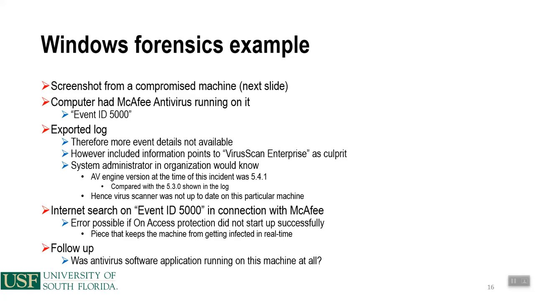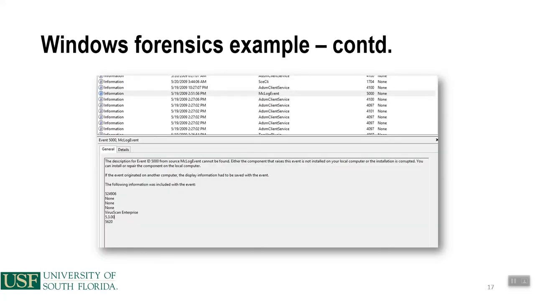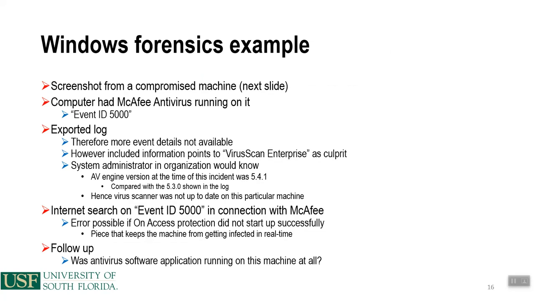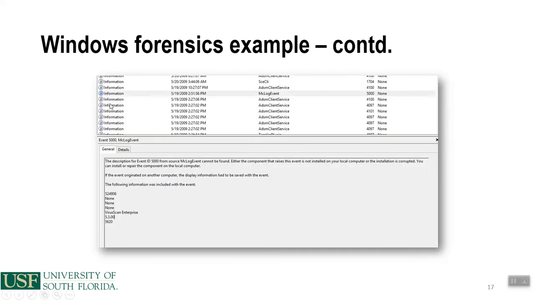Now, what you can do is that with these logs, you can start to conduct what's called forensics. And remember, there's an entire concentration within the Masters of Cybersecurity program for forensics. And there's a screenshot from a compromised machine in this particular slide right here. And what we can see is that the computer had McAfee antivirus running on it, event ID 5000. So you can see that right over here.